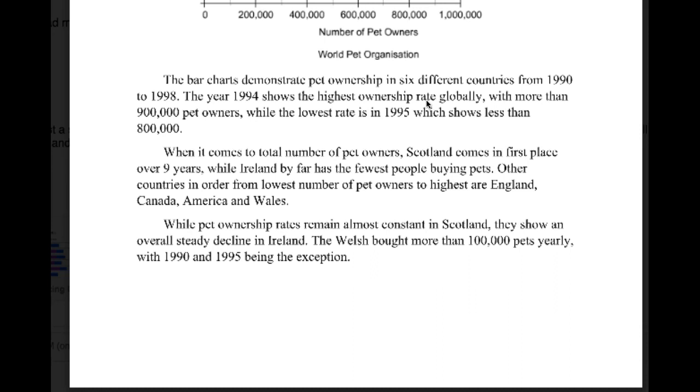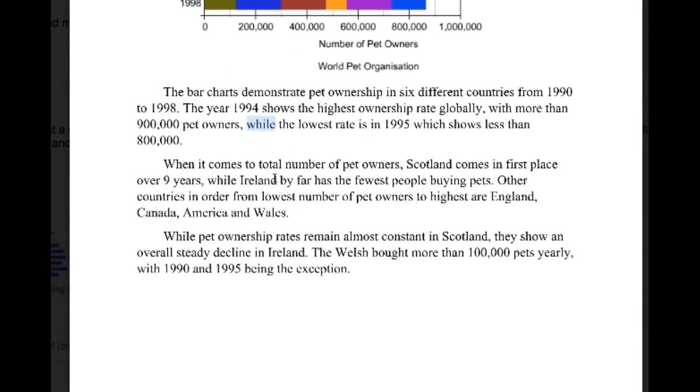Let's go. The graph shows or illustrates pet ownership in 6 different countries from 1990 to 1998. The year 1994 shows the highest ownership rate globally, with more than 900,000 pet owners, while the lowest rate is in 1992, which shows less than 800,000. Good comparison. Fantastic. Grammatically perfect. Not a single mistake, use of superlatives and comparisons, so really good, strong start and a good summary to start off with. So yeah, well done there.